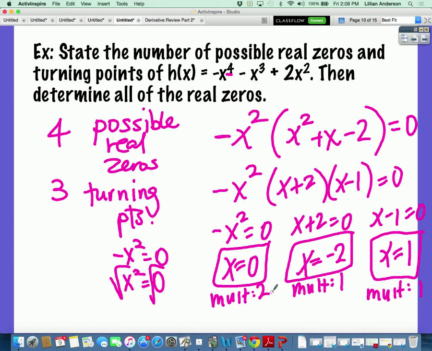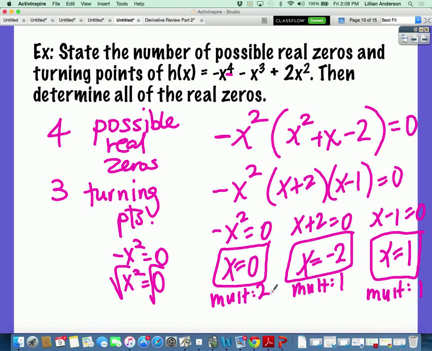not hit 0. What does it mean to have an even multiplicity? It touches 0. Whereas at negative 2 and at positive 1, it would cross through. Okay? So we want to make sure that we identify that so that if we ever had to graph this, we would know. Okay?